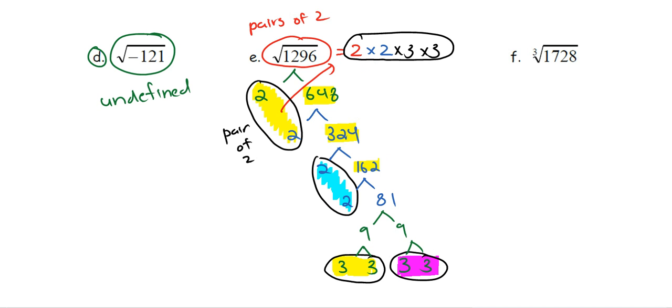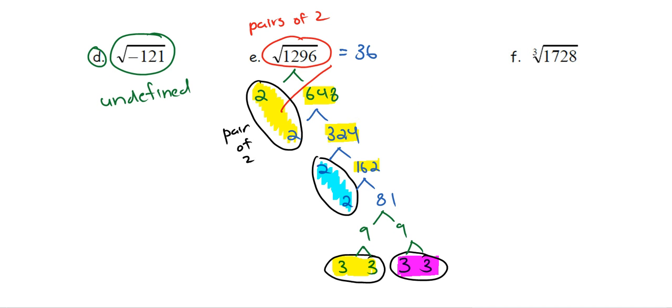Well, if I do 2 times 2, that's going to be 4. And 4 times 3 is going to be 12. And 12 times 3 is going to be 36. Alright, so my final answer here, if I erase all that, this is going to be equal to 36. The square root of 1296 is going to be 36.